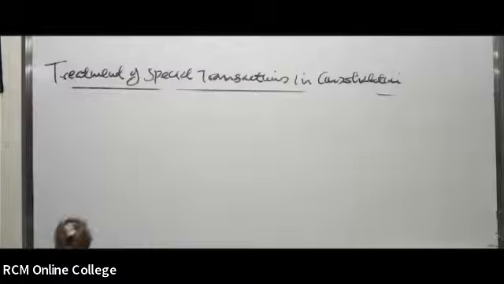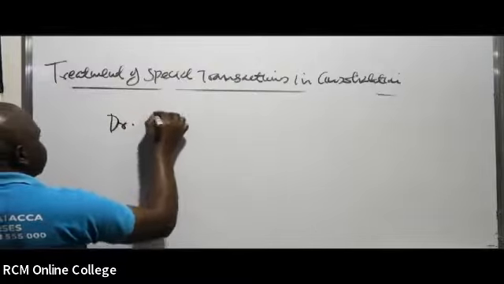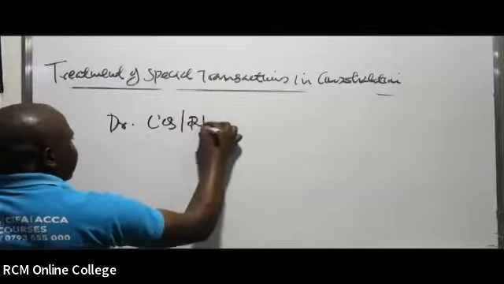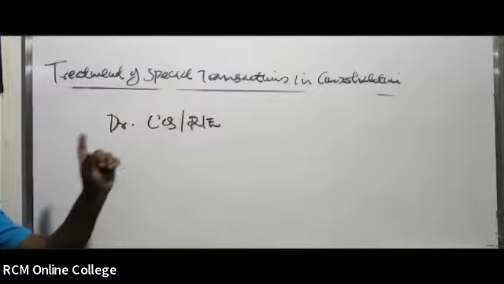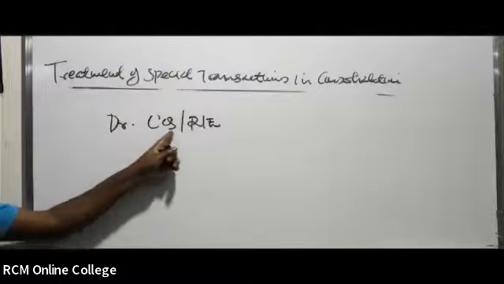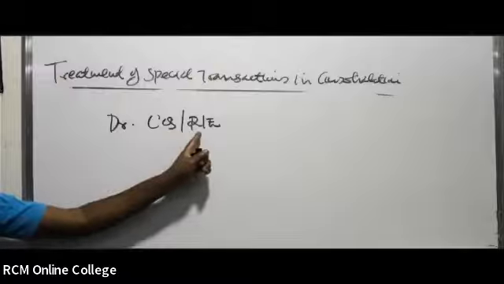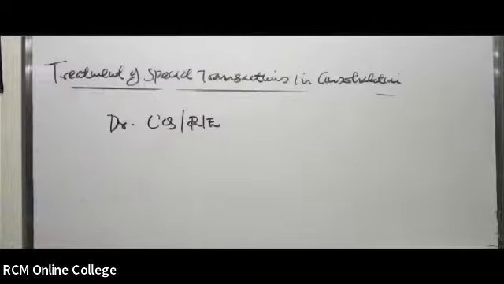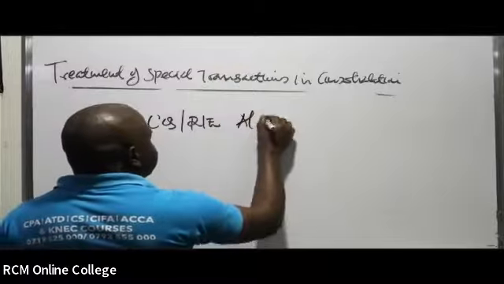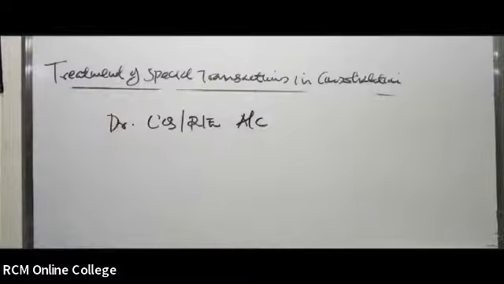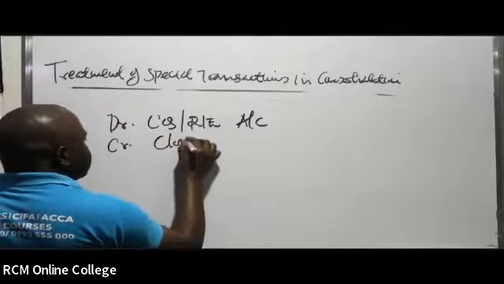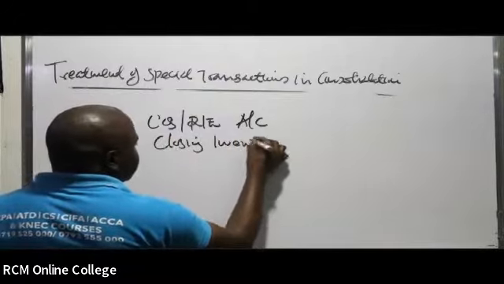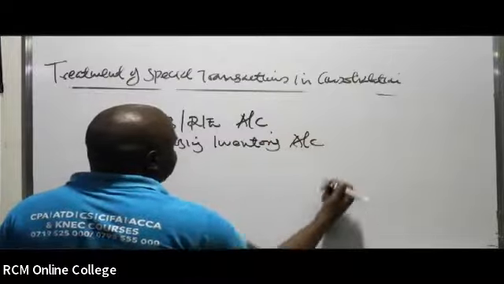You say debit cost of sales. You will debit the cost of sales, or in this case the retained earnings account, because it's a profit you've not realized. It's like an expense, and therefore it increases your cost of sales. So you debit the cost of sales or retained earnings account, and you credit the closing inventory account.